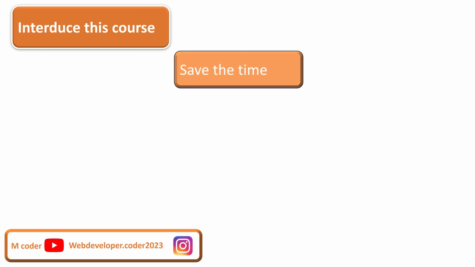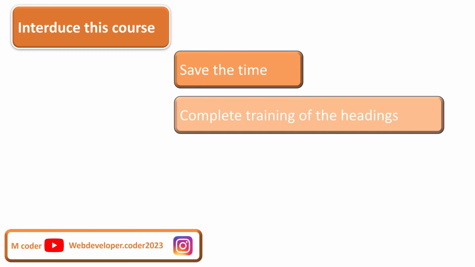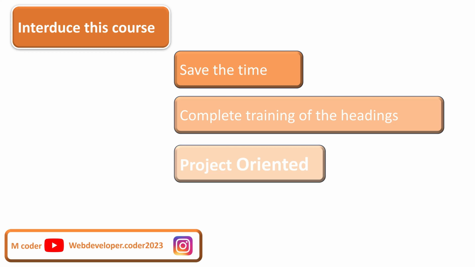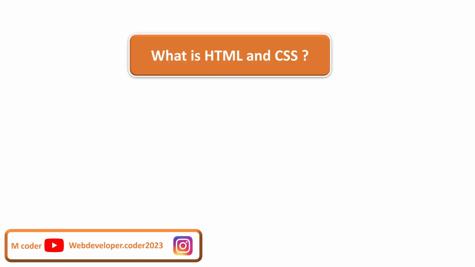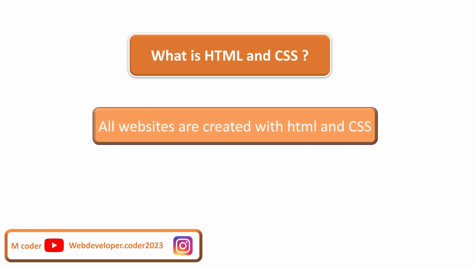This course is project-oriented, so that you understand the use of tags correctly, and after fully mastering HTML and CSS, you will be able to design websites by looking at different websites. Now the good question is, what are HTML and CSS? HTML and CSS are the basis of all websites in the world. Of course, other languages such as JavaScript, Python, and PHP are also used, but all websites are created with HTML and CSS. In order to create a website, we must know HTML and CSS.